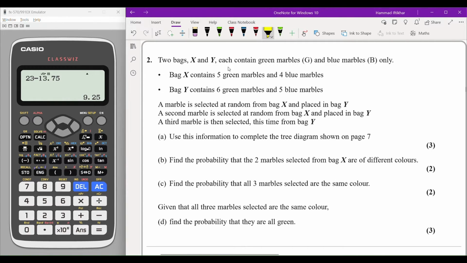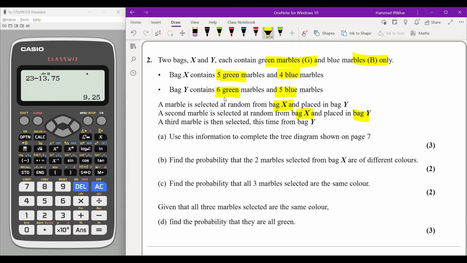Two bags X and Y each contain green marbles and blue marbles only. Bag X contains 5 green marbles and 4 blue marbles. Bag Y contains 6 green marbles and 5 blue marbles. A marble is selected at random from bag X and placed in bag Y. A second marble is selected at random from bag X and then placed in bag Y. A third marble is then selected, this time from bag Y. So at the time of the third pick, the total number of marbles in bag Y will increase by 2. Use this information to complete the tree diagram shown on page 7.